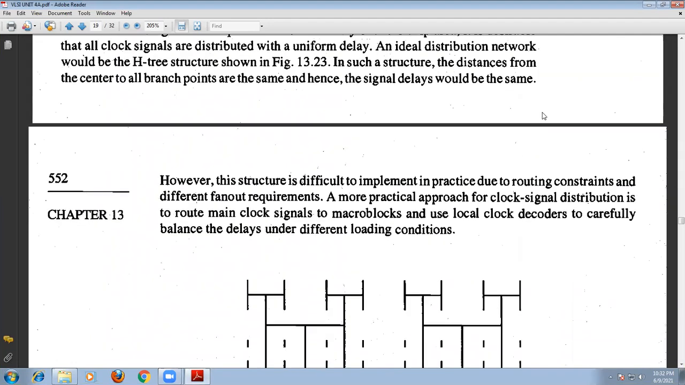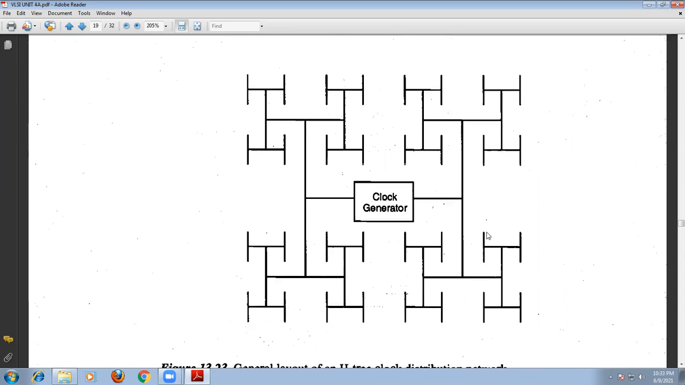In order to generate this type of signal, we require this type of distribution network. The network structure is shown here. We can call it an H tree. Here the distance from the center to all the branch points is the same. So this is one branch, this is one branch, like this. The distance must be the same. Therefore, when the distance is the same, the delay generated for all the branch signals will be the same.